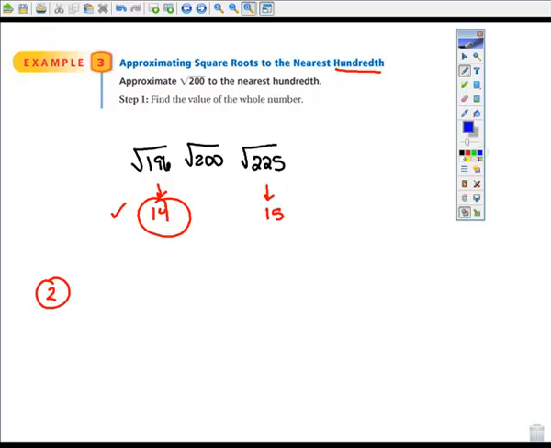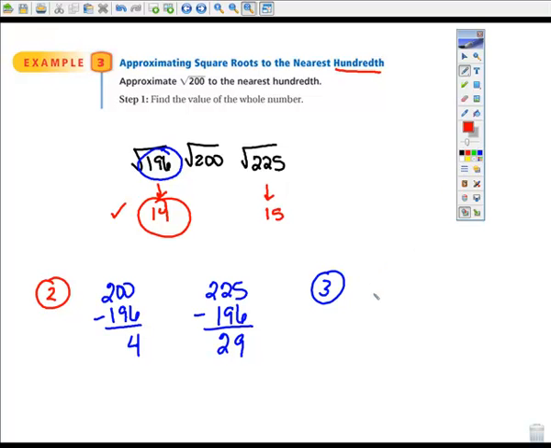Step 2, I have to work on the decimal portion. I take this 196 because that was the perfect square, and I take 200 and subtract 196. I'm finding the difference between 196 and my number in question, and that's 4. Then I take the larger number, 225, and again subtract the 196 because that comes from the whole number portion. So 225 minus 196 gives me 29. So that's step 2.